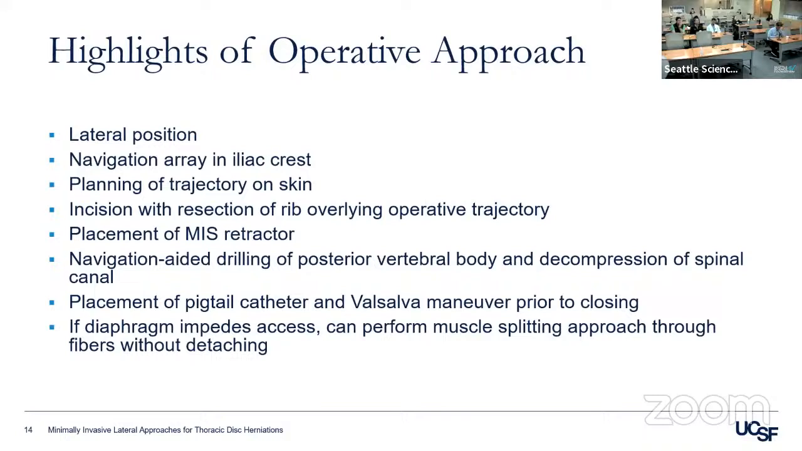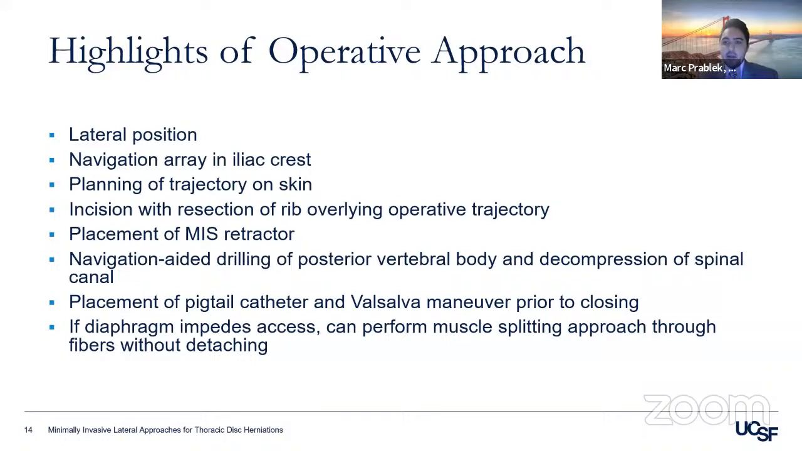Just a few things to highlight about the operative approach here is that they used navigation with the reference frame fixated on the iliac bone. And then they used the navigation trajectory to plan their skin incision. And then they made the incision over the rib with the placement of an MIS retractor with drilling and bony work with navigation. And then before closing, what the authors describe is placing a pigtail catheter and then performing a Valsalva maneuver so that any excess air in the field is forced out through the pigtail catheter prior to closing.